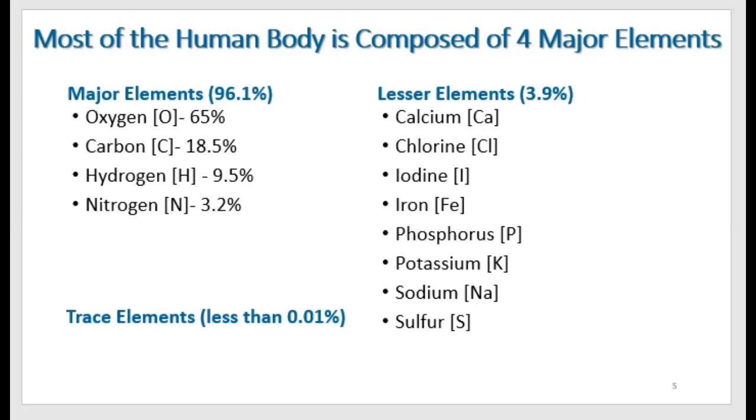That's a lot. There are lesser elements in the body as well that make up the rest 4%, and then there are trace elements that we have very little of, but they're important as well. Things like zinc, for example. Our DNA needs zinc to function, but the quantity is so low that it's called a trace element. Some of the other lesser elements that will be important later in the semester when we do organ systems are calcium, chlorine, iodine, iron, phosphorus, potassium, and sodium. Some of those we'll talk about in A&P 1, others in A&P 2.